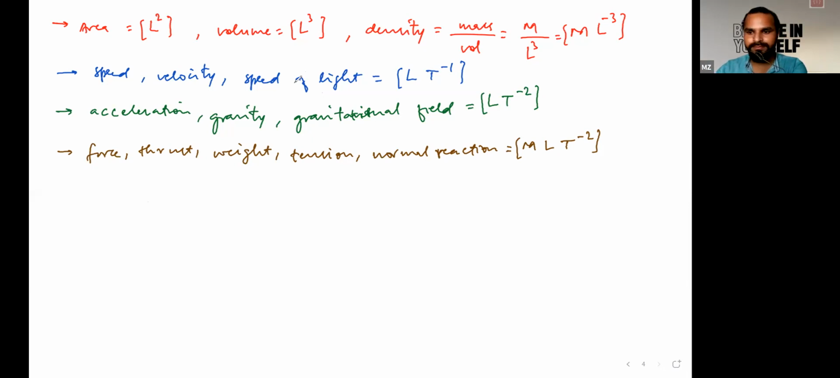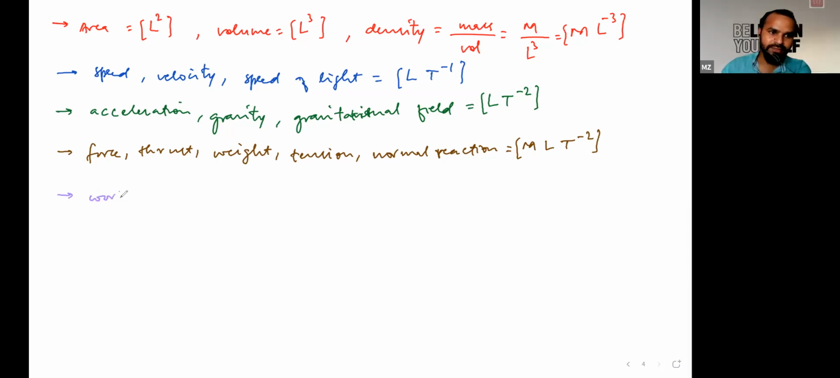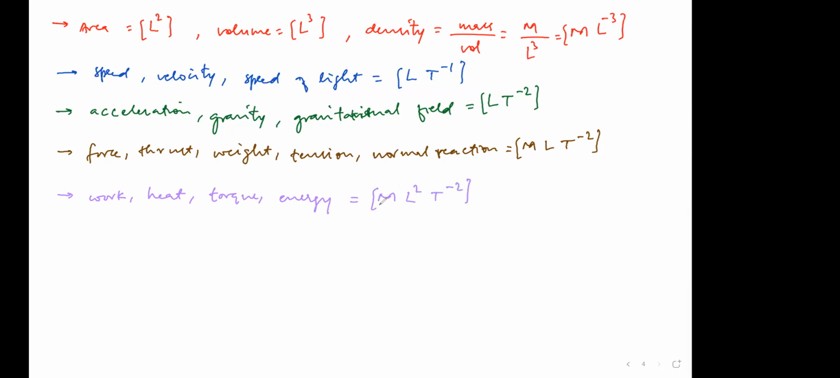The next one is work, heat, torque, and energy of any kind. These all are the same, which is force times displacement. So it will be M L squared T raised to the power minus 2. Okay, just write it down or take a screenshot.